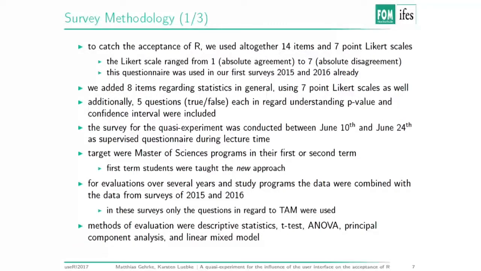Okay, we have a Likert scale, so I go through it. Don't think that's very important. So we have 7-point Likert scales in all of that. The new survey was conducted now here in June, and all Master of Science students in the first and second term, and we added also the old survey as well.